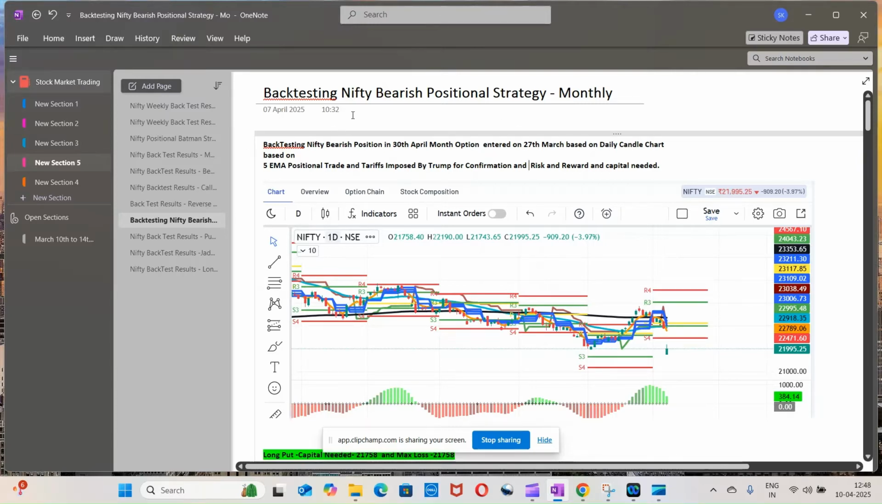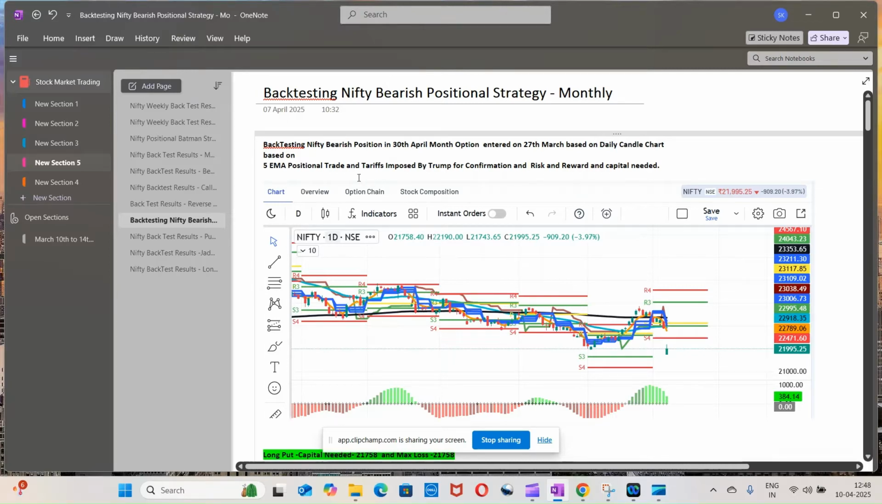So backtesting the Nifty bearish positional strategy on a monthly option in Nifty. We will backtest this on the 30th April monthly option, and we will enter the trade on 27th March. Why do we need to enter on 27th March? Because based on the daily chart, the 5 EMA has given us an entry. Based on the 5 EMA positional trade, we can take a trade here, and obviously we got a confirmation from the tariffs imposed by Trump.